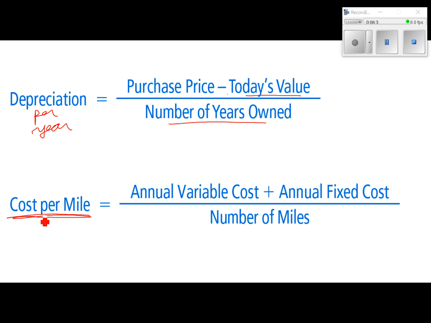Cost per mile: how much does it cost to drive your car per mile? This is where you have your variable cost, stuff like gas, oil changes, and so on. And then you have your fixed cost, which is like insurance, car payment, license, tags, all that stuff. And then you add those two together and you divide by how many miles you actually put on in that certain time, in that year or 2 years or however long you're going for.